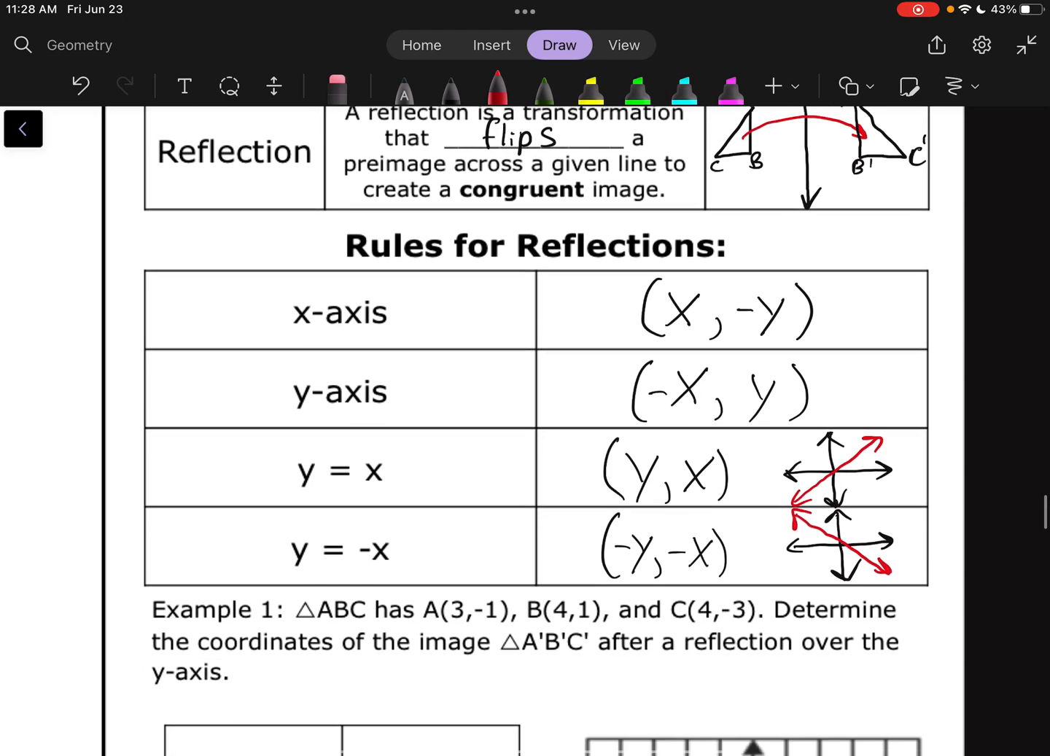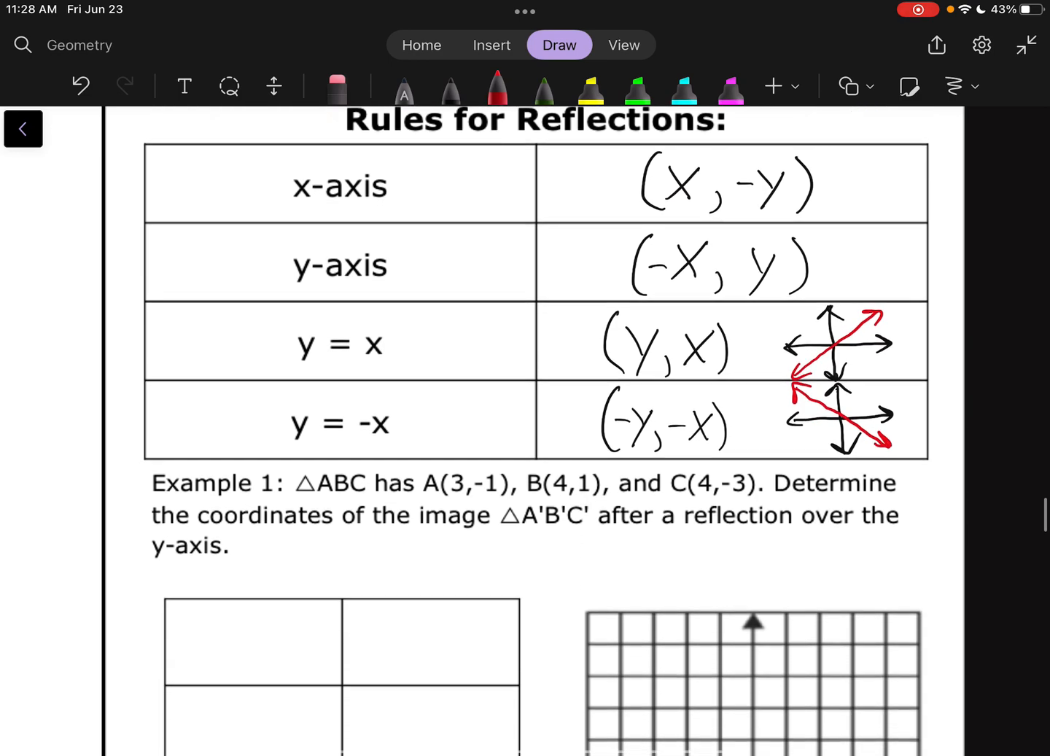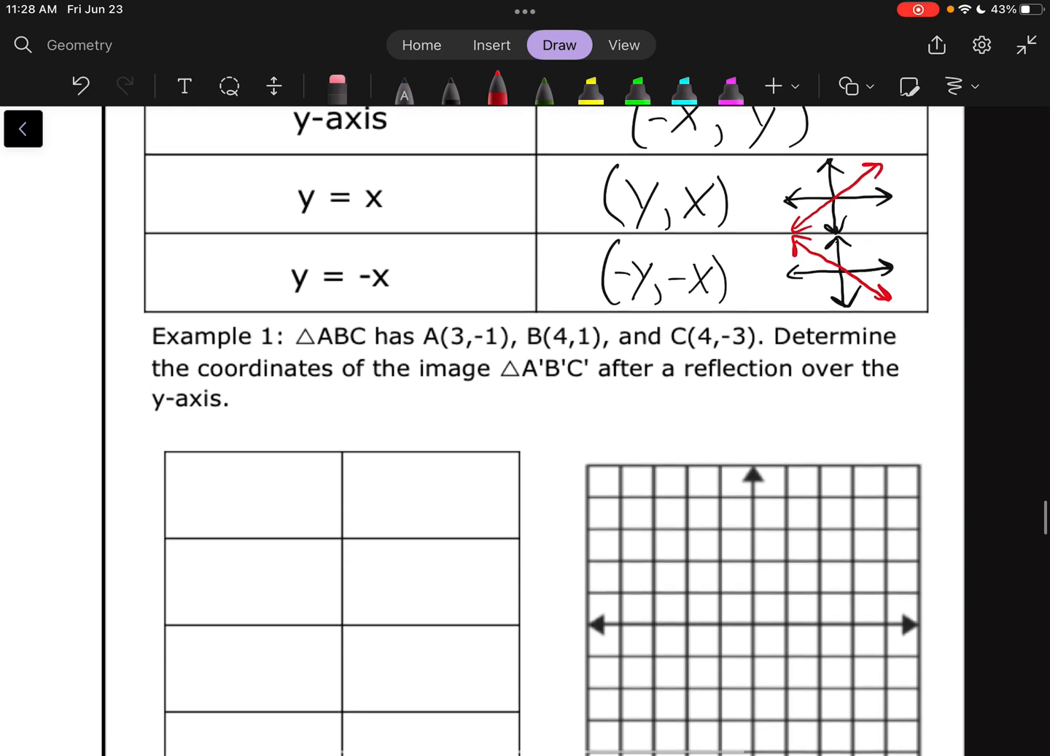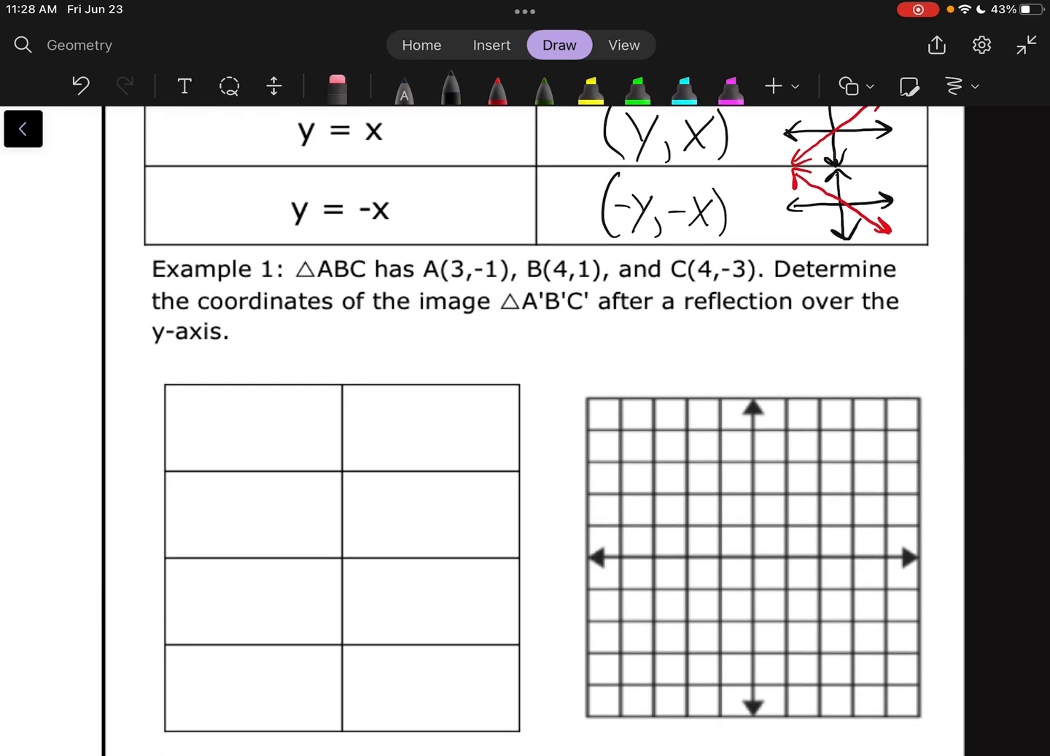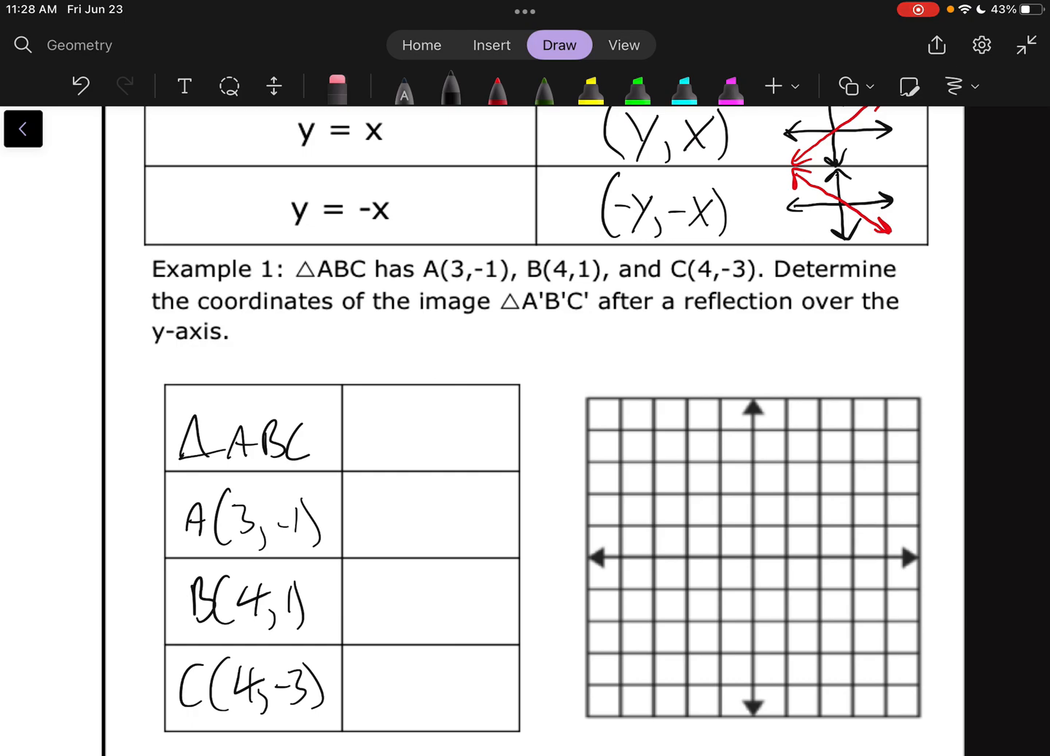Okay, so with those rules in mind, let's try flipping some stuff. So first one, triangle ABC's got these points here. Let's jot all those down. So triangle ABC has A at 3, -1, B at 4, 1, and C at 4, -3. Let me plot those. 3, -1, 4, 1, and 4, -3. Let me get A to the other side so it's not in the way.